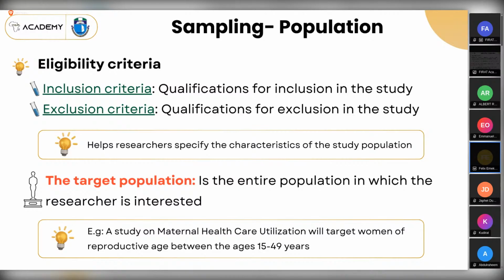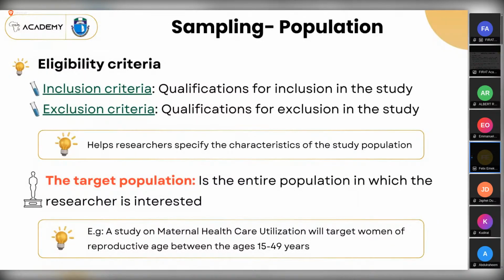So in understanding your sample and the population that you're going to be taking your sample from, you have to understand the eligible population for taking that sample. It is not everyone that is eligible. For example, you are doing a study on preeclampsia. Exclusion criteria would definitely be males.